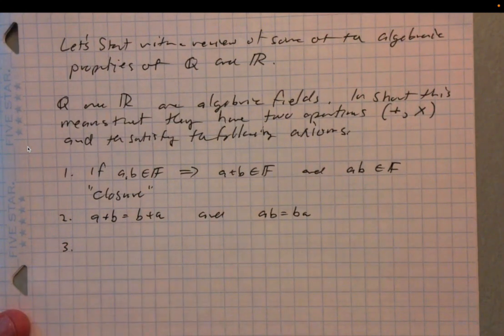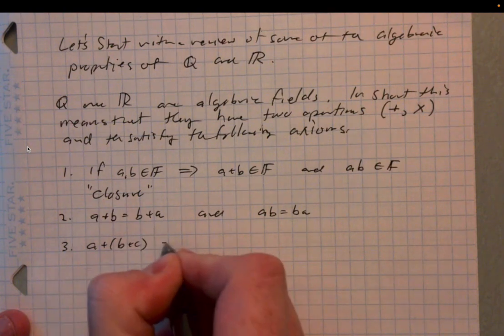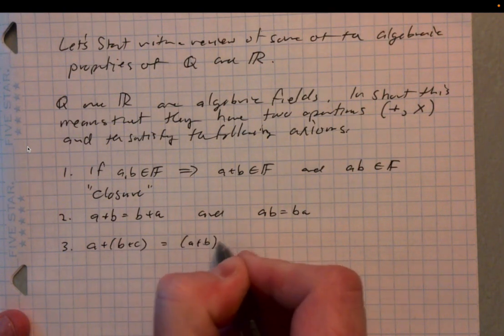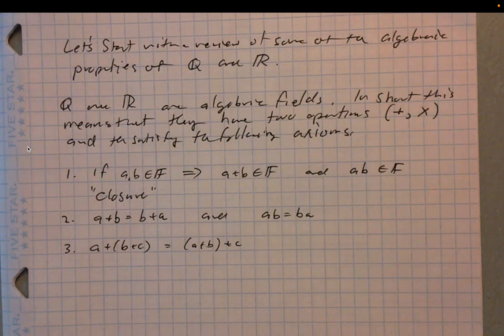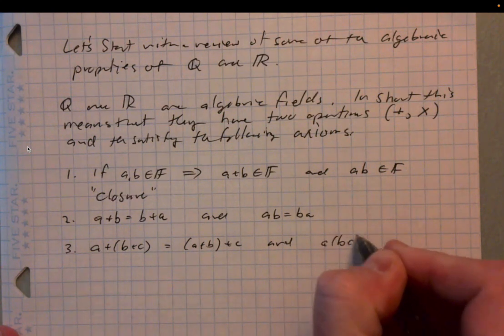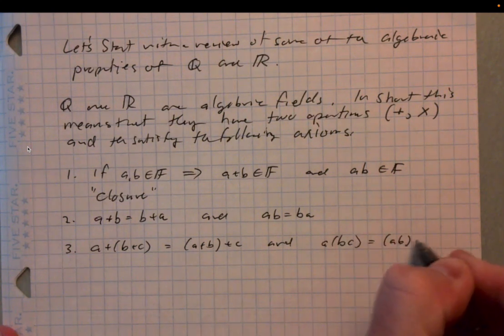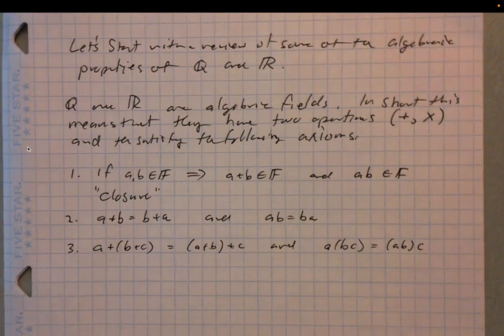Thirdly, (a plus b) plus c equals a plus (b plus c). So this is associativity. I can do the b plus c first and then add a, or I could do the a plus b first and then add the c. And the same is true for multiplication. So this is the associativity property.